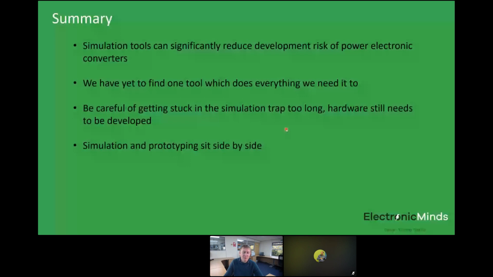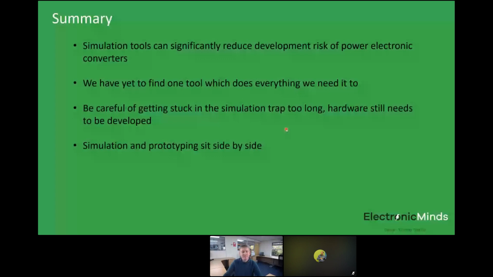I would say simulation and prototyping do sit completely side by side. If you just prototype and build hardware, you may not be understanding fully exactly how it's working. Or if you just do simulation, you've got no idea whether what you're simulating is accurate or not. So they really go hand in hand. And as you develop your skills on the bench, then you should enhance your ability to simulate those same systems, and your ability and speed of execution then starts to increase over time.